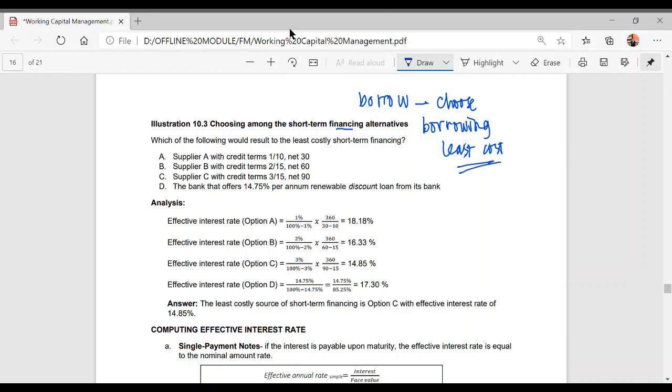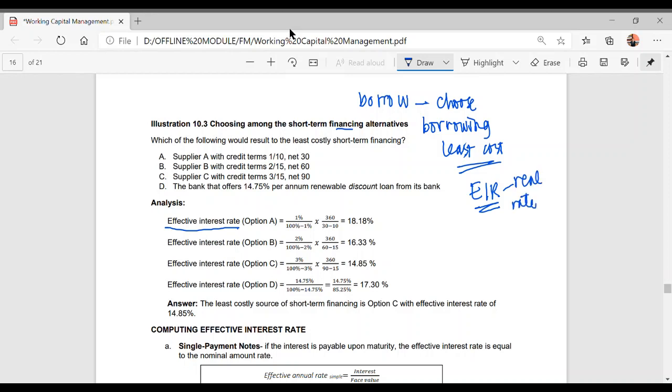Least cost. Pinakagamay nga gasto. So, pinakagamay nga interest. Okay? So, asa man kaha diri ang nay pinakagamay nga interest. So, that's why it is appropriate that we have to get the effective interest rate. Effective interest rate. Unsa man ning effective interest rate? This is your real nga rate. Mao na siyang tinuod nga rate.